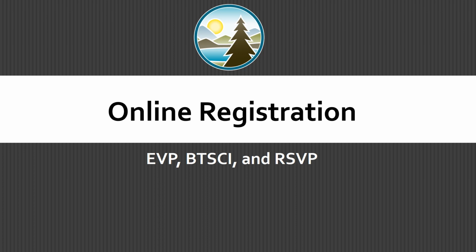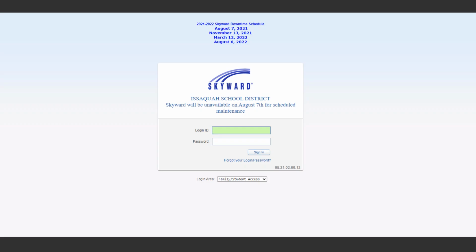This video will cover the EVP, BTSCI, and RSVP processes that all families need to complete in Family Access during the month of August in preparation for the upcoming school year. Please remember that if your student has more than one family, only the primary family or Family 1 can complete this process. The first step is to sign into your Family Access account.